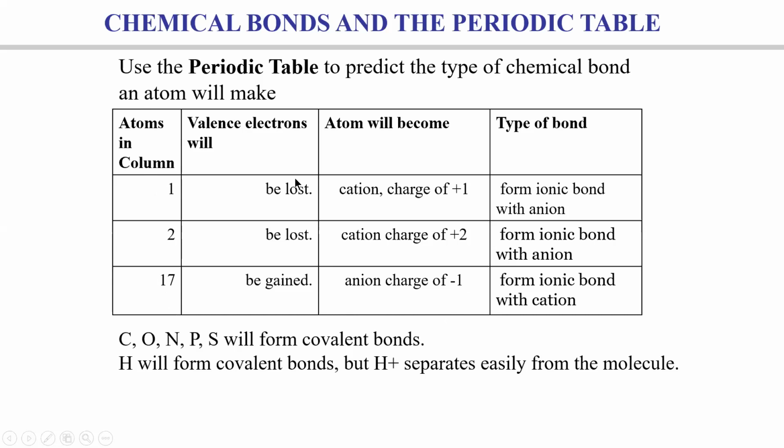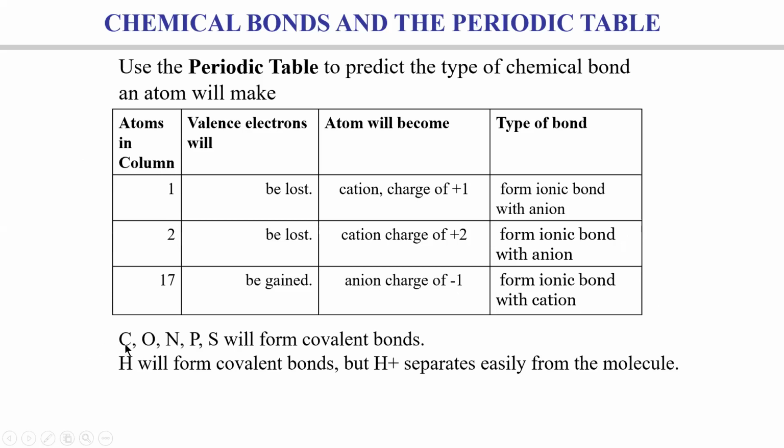So atoms in column 1 are going to have a charge of +1. Atoms in column 2 are going to have a charge of +2. Atoms in column 17 are going to have a charge of -1. So if you get an atom with a positive charge close to an atom with a negative charge, they're going to stick together and form an ionic bond. What you're going to learn in chemistry class is more complicated than this. But for biology class, atoms in column 1 and 2 are going to become cations. Atoms in column 17 are going to become anions.